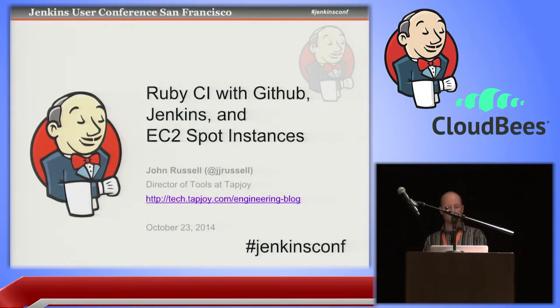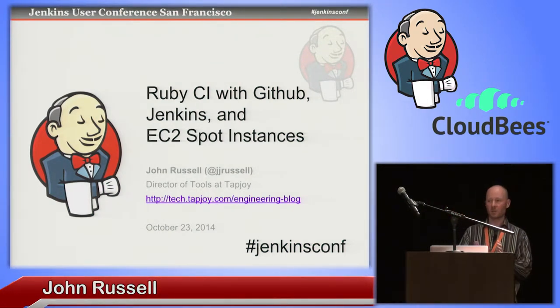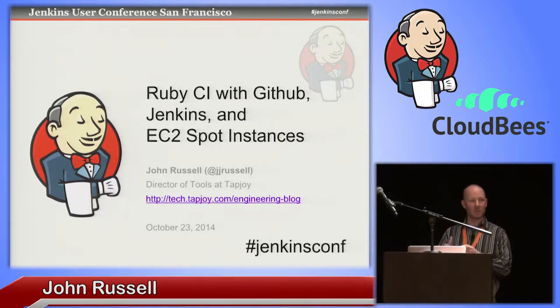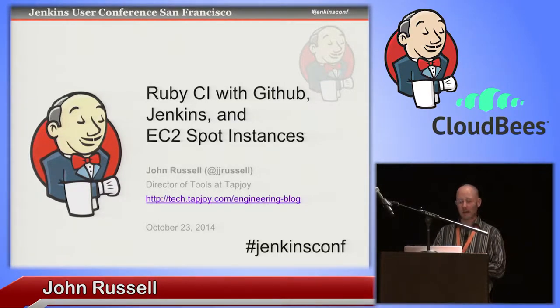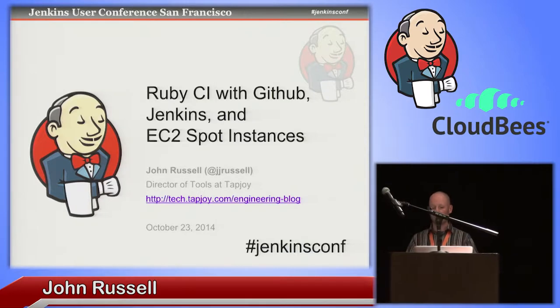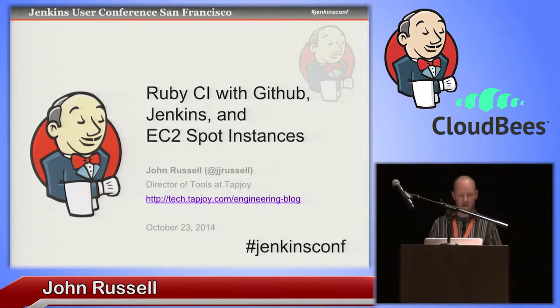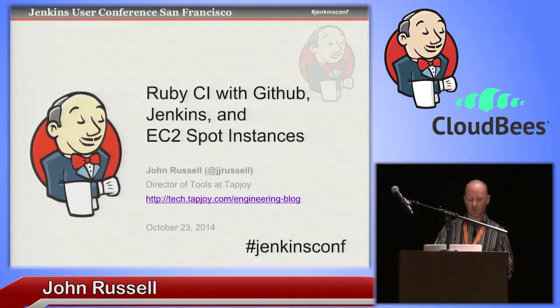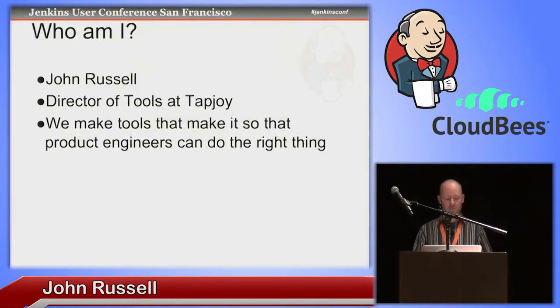So the name of this talk is Ruby CI with GitHub, Jenkins, and EC2 spot instances, because when Jenkins was calling for talks, they were talking about non-Java languages and cloud-based things, and I just threw everything at the wall. So this is about a little bit of all those, and if anybody actually has any questions, we can focus on individual parts of that. So I hate these slides, but they're everywhere.